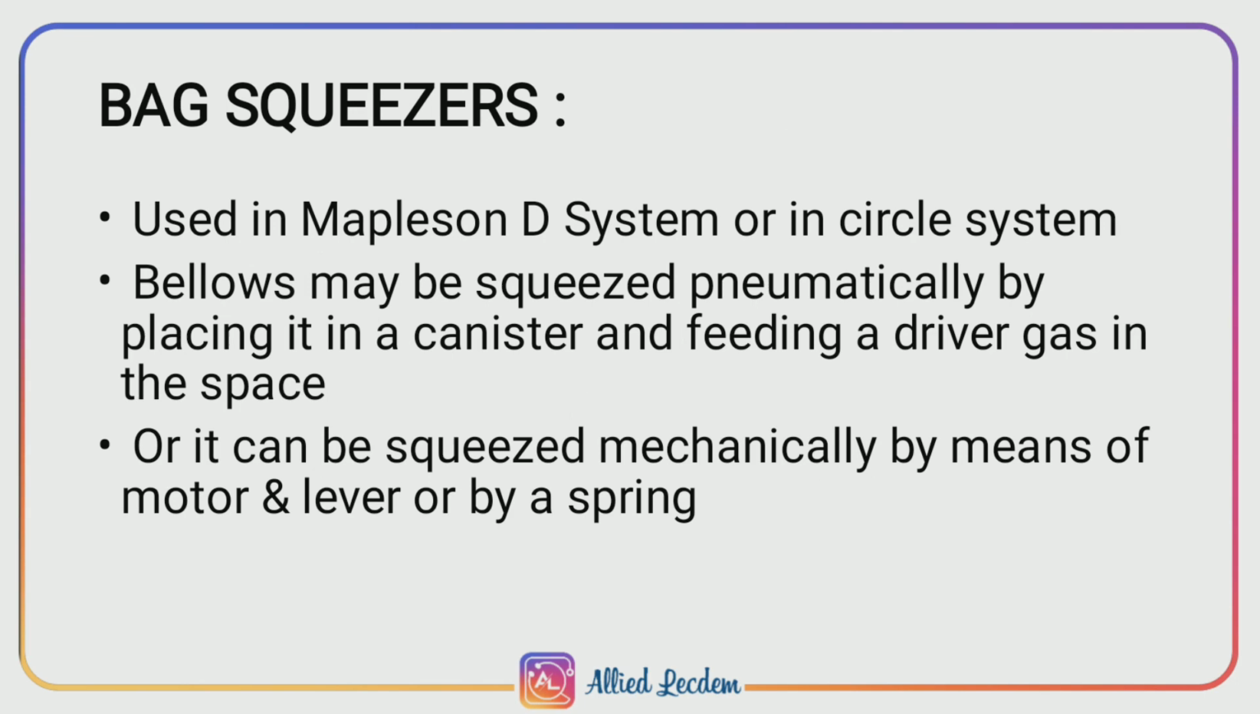Back squeezers. This is usually employed in the Mapleson D system, also known as the Bain circuit. Anesthesia machines are fitted with a mechanical ventilator that uses a collapsible bellows within a closed chamber or canister. The bellows are squeezed when O2 or air is directed into the chamber, thereby pressurizing it. It can also be squeezed mechanically by means of a motor or a lever.